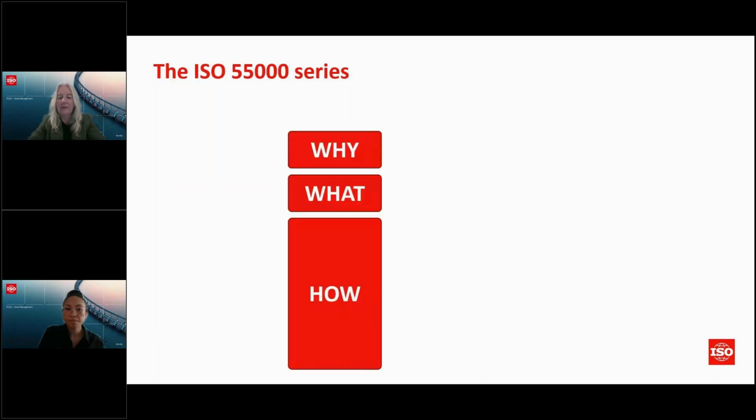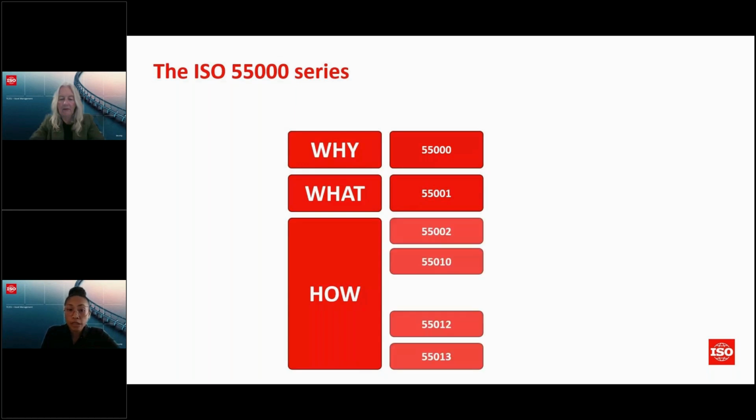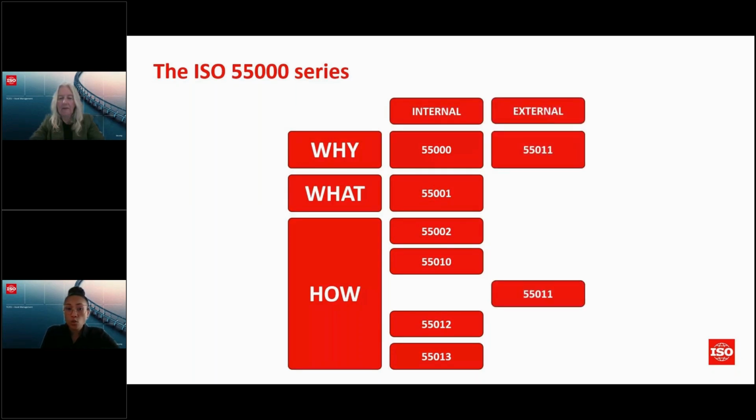Okay, now the 55,000 series. Another way to look at it is that the 55,000 document provides the why, and the what you need to do, the requirements, is 55,001. And the how you do that is through 55,002, 10, 12, and 13. These are all primarily focused internally within an organization. And 55,011 is the standard that focuses external to the organization and the relationships to advance asset management within a jurisdiction.